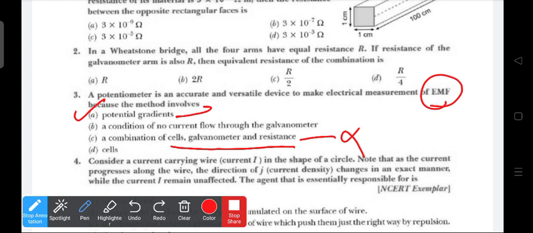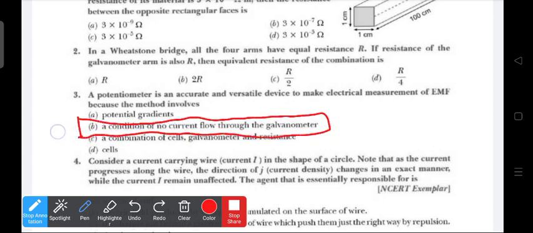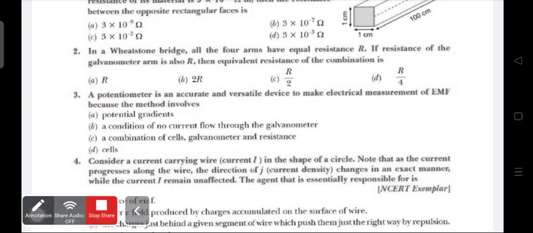Option B says that it is a condition of no current flowing through the galvanometer. Yes, this could be a more precise answer. So in my point of view, this will be the answer: B. A condition of no current flow through the galvanometer, in that case, we are able to measure the EMF of any cell. Are you getting my point?